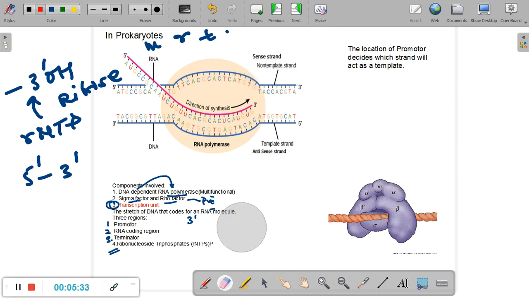Which one? How is it decided? How does the cell decide which particular strand will become the template strand, and which strand will become the non-template strand? Well, this entirely depends on the position of the promoter.